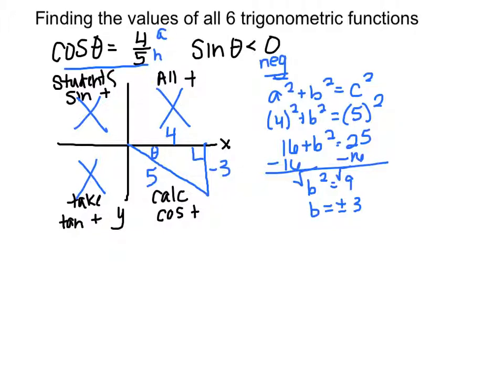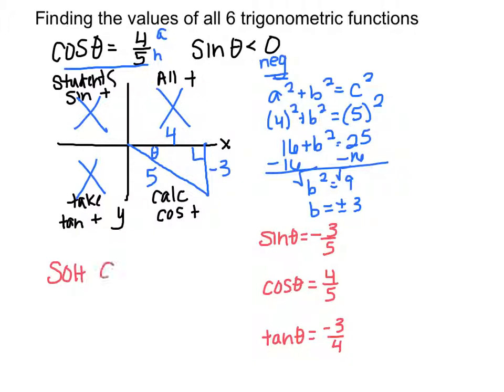So from here I can find my trig functions. My sine of theta is opposite over hypotenuse. My cosine of theta is adjacent over hypotenuse. And my tangent of theta is opposite over adjacent. And if you ever forget this, go back to your acronyms. SOH CAH TOA. So, SOH, CAH, TOA.